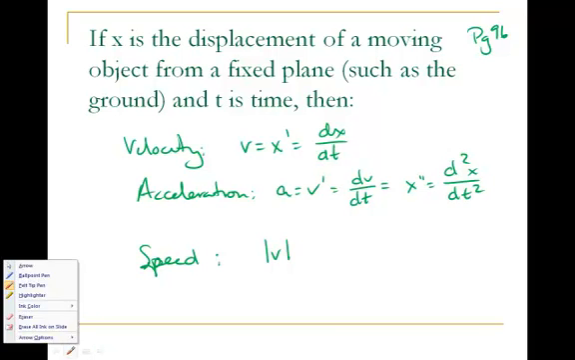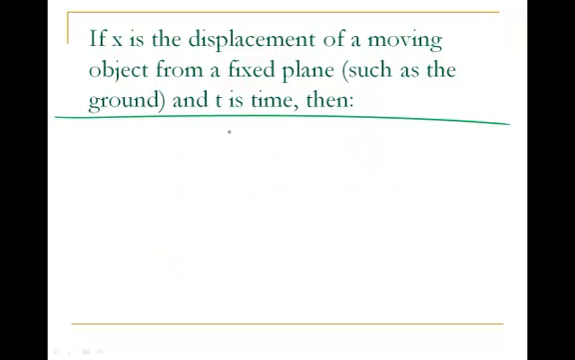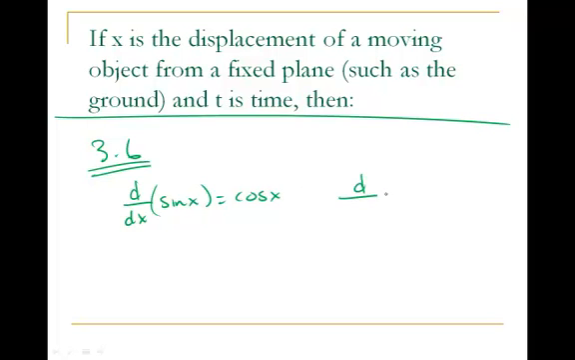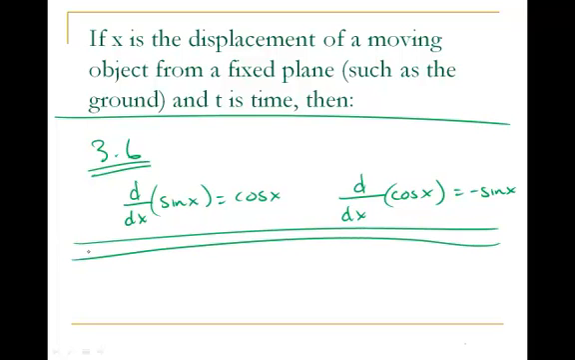3.6, let me just do this real quickly for you. 3.6 is just a definition, and it says that the derivative of sine x equals cos x, and the derivative of cos x is negative sine x. We will work on problems on these together in class. You just have to memorize these. Do you hear me? Memorize them. We will do some problems in class together. That's it.